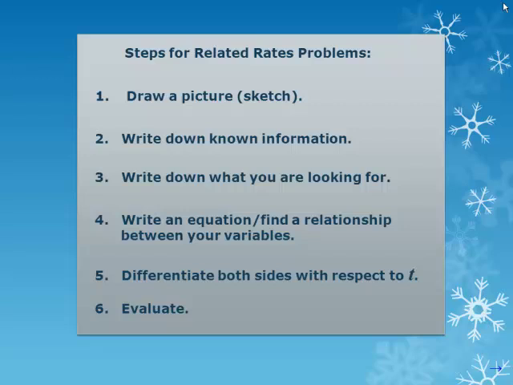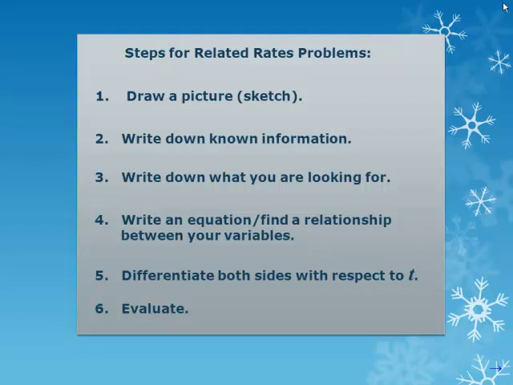What is it that we're trying to find? Are we trying to find a rate, or maybe not a rate, but an actual value at a certain rate? Figure out what it is that you're looking for. Number 4, write an equation or find a relationship between the variables. For example, if I have a right triangle, the relationship between the variables is a squared plus b squared equals c squared.